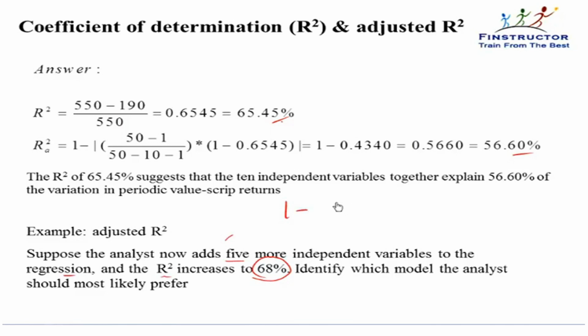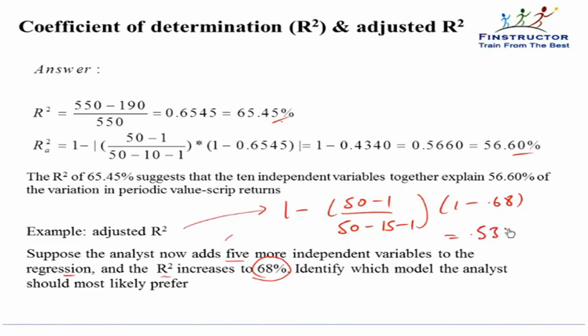It will be 1 minus n minus 1. The sample size remains the same. However, the number of independent variables has now become 15, minus 1 into 1 minus the R square, that is 0.68. So the adjusted R square comes out to be 0.538.